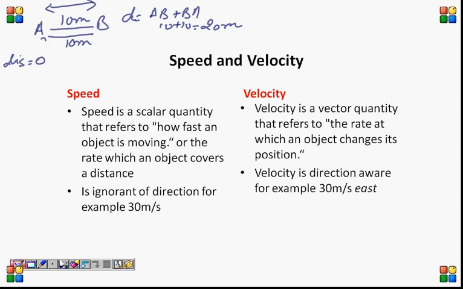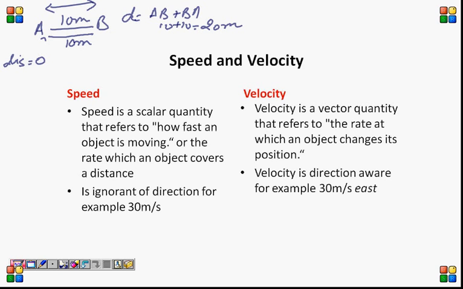Let's see speed first. It says how fast an object is moving, or the rate at which an object covers a distance. It's as simple as that. Let's assume a bus is moving with a high speed, it'll cover a distance in a short amount of time. Whereas a slow moving bus will cover the same distance in a relatively large amount of time. So that's the simple concept of speed.